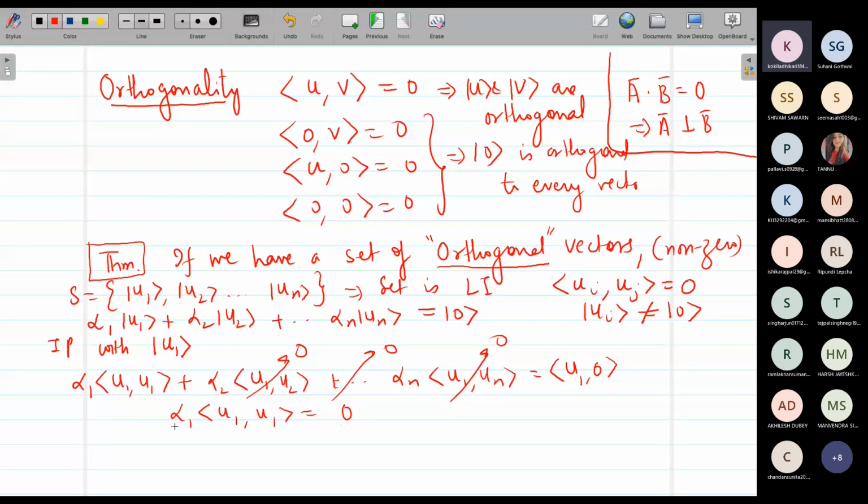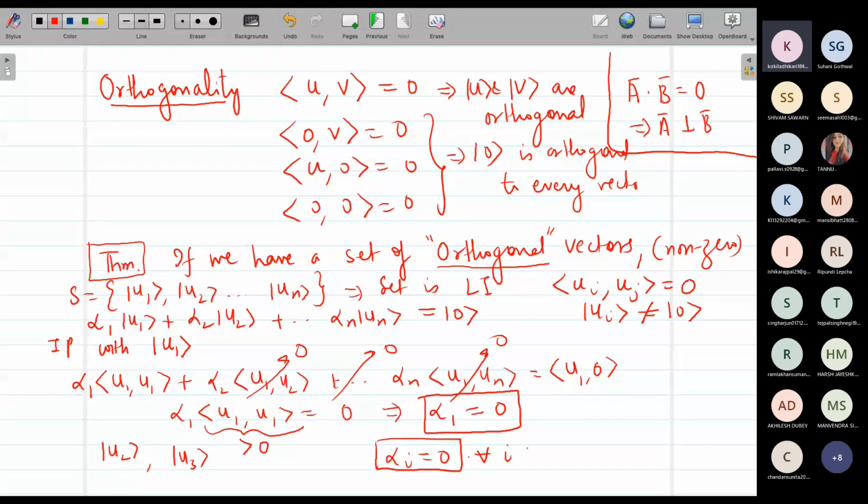So now either alpha 1 is 0 or the inner product ⟨u1, u1⟩ is 0. But this, by definition, is greater than 0, as u1 is not the 0 vector itself. So the only inference is that alpha 1 is equal to 0. You keep on taking the inner product with individual u2, u3, and you will find that all alpha i are equal to 0, for i going from 1, 2 to n.